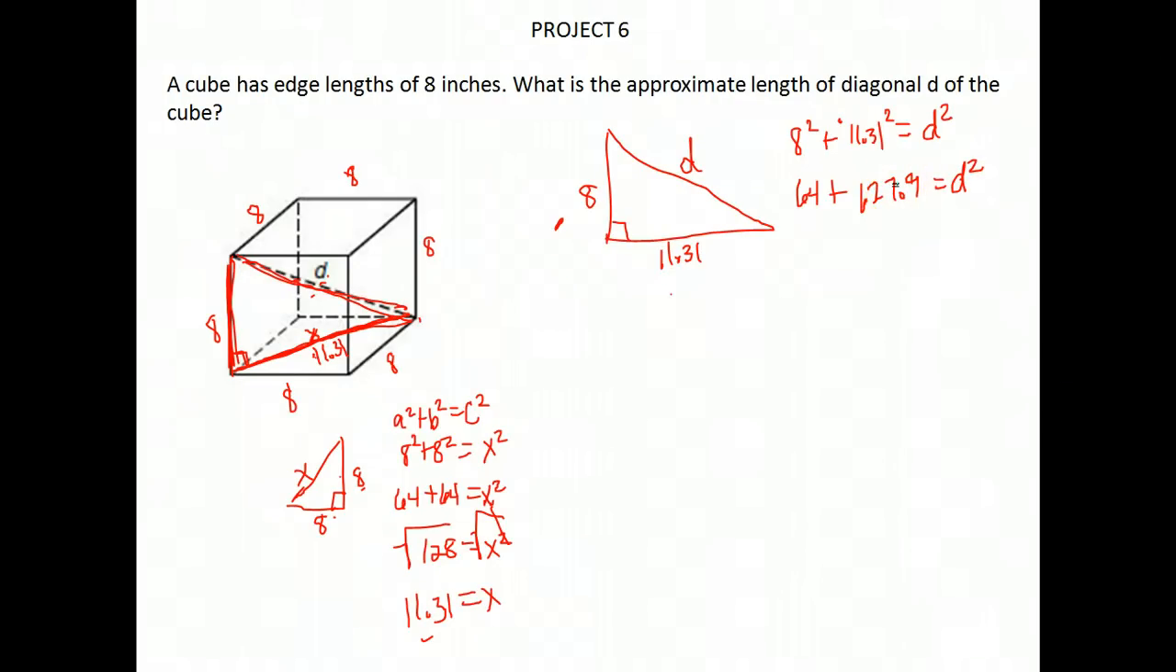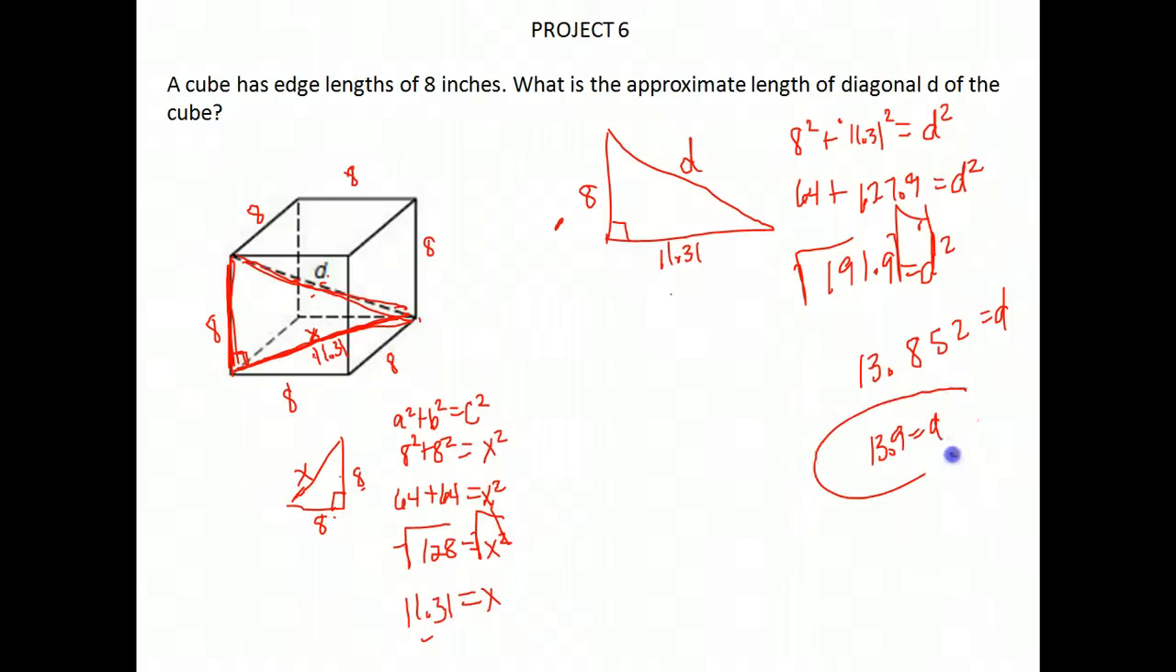Add those together, so 64 plus 127.9 is 191.9. And my final step is to take the square root of both sides to remove that squared. Right, and I get that D is 13.852. So the approximate length would be about 13.9.